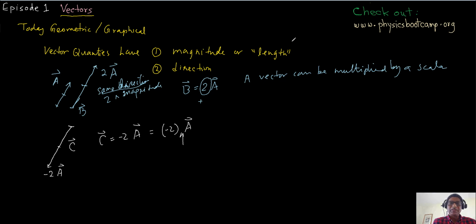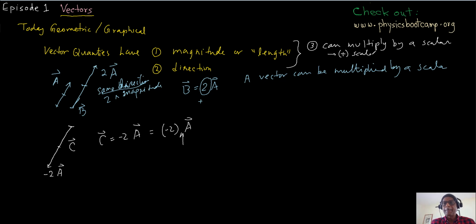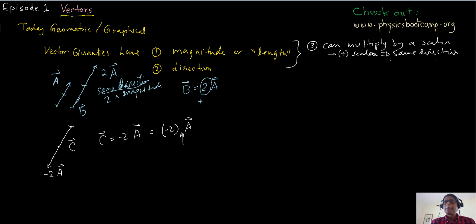So this is the third property: a vector can be multiplied by a scalar. A positive scalar means the same direction. A negative scalar will mean reverse direction. That's the result.